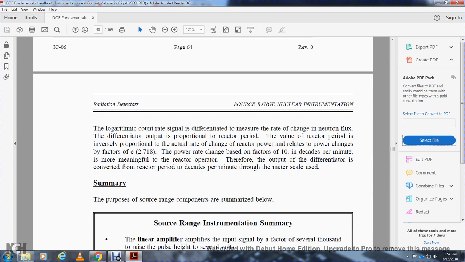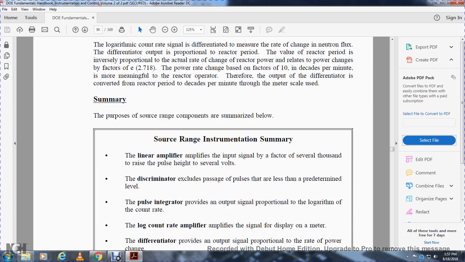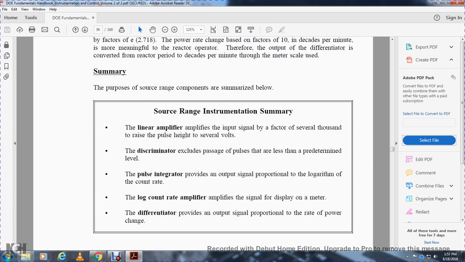Summary: the purpose of the source range components is summarized below. Source range instrumentation summary: the linear amplifier amplifies the input signal by a factor of several thousand, raising the pulse height to several volts. The discriminator excludes pulses below a predetermined level. The pulses are integrated to provide an output signal proportional to logarithmic count rate. The log count rate amplifier applies the signal to the display meter. The differentiator provides an output signal proportional to the rate of power change.